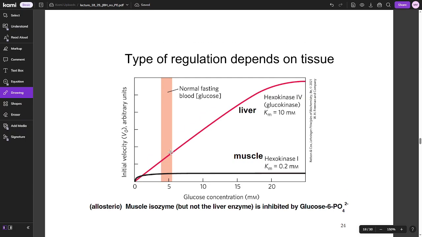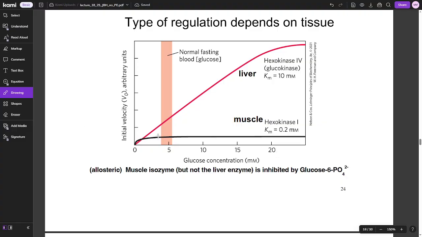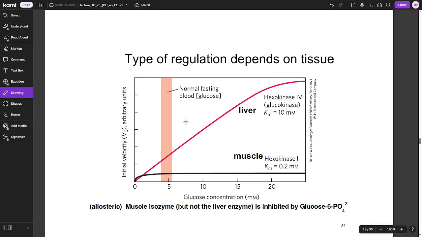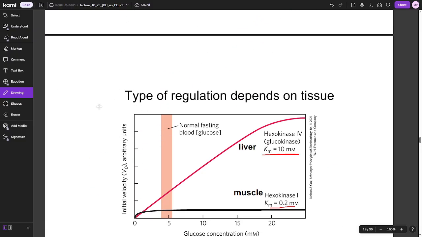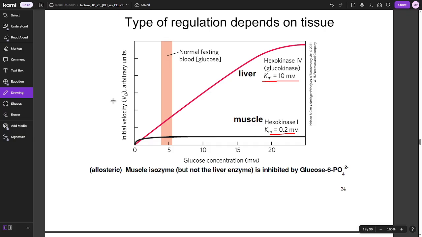So, if we look at the regulation types, this is just a nice little graph of hexokinase in the liver versus the muscle. You can see that the Km is much higher here than it is here, which means that the muscles require much less glucose to reach half Vmax. But notice the Vmax is actually kind of lower, so keep that in mind. I don't think it's too important, but there are other things to focus on here.